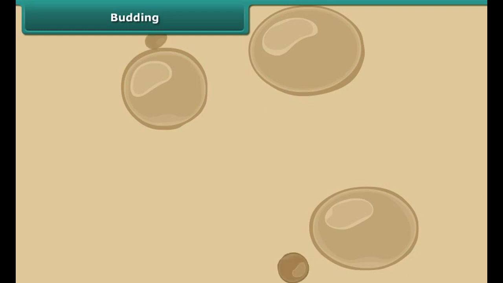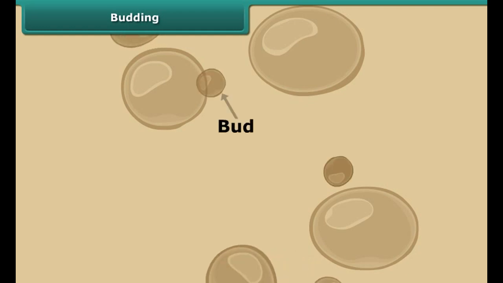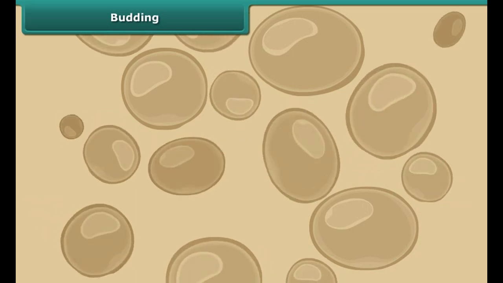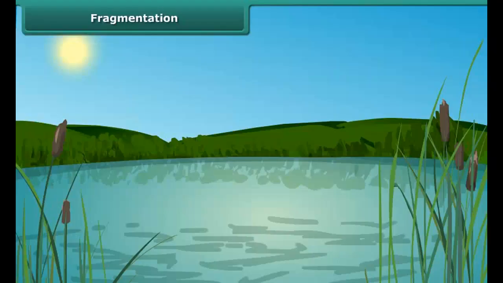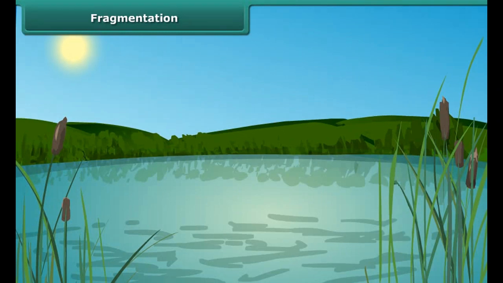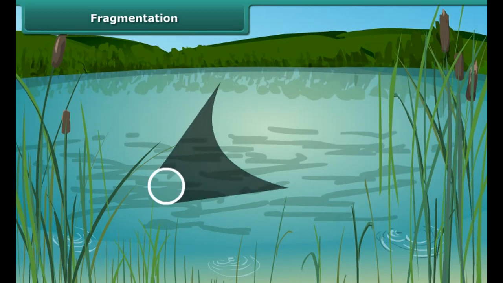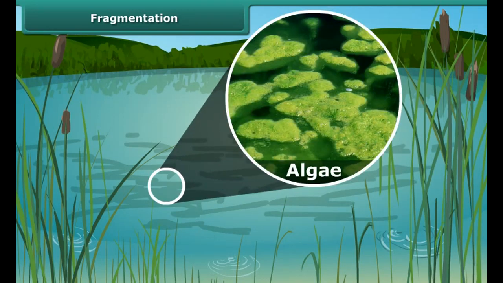Budding. Children, have you heard about yeast? It is a single-celled organism which can be seen only under a microscope. Let us see how they grow and multiply. Take a pinch of yeast powder and place it in a beaker with some water. Add some sugar and swirl to dissolve it.